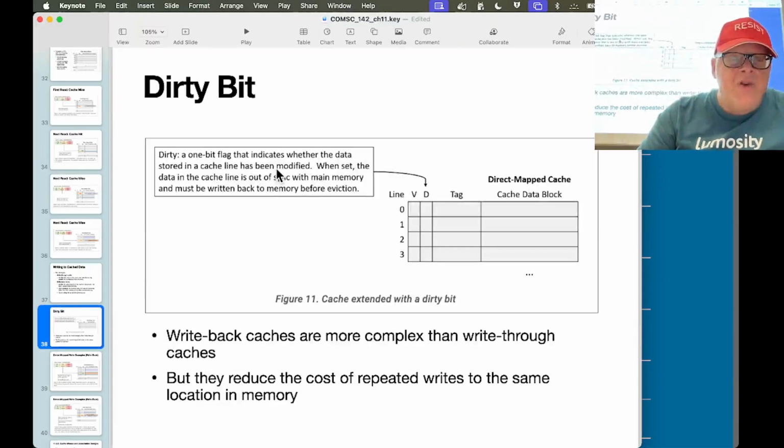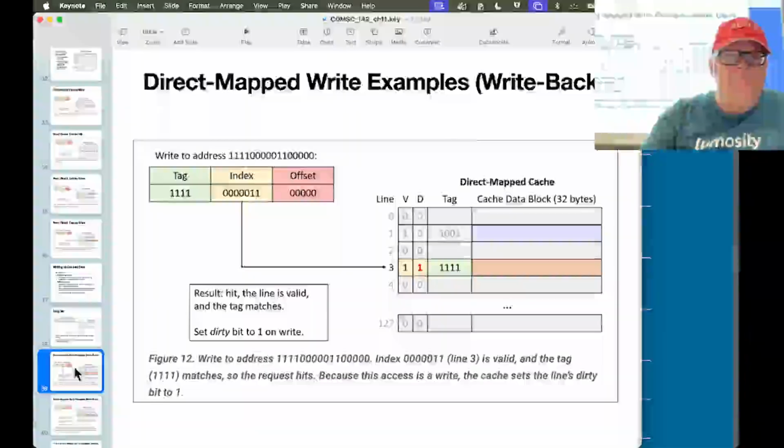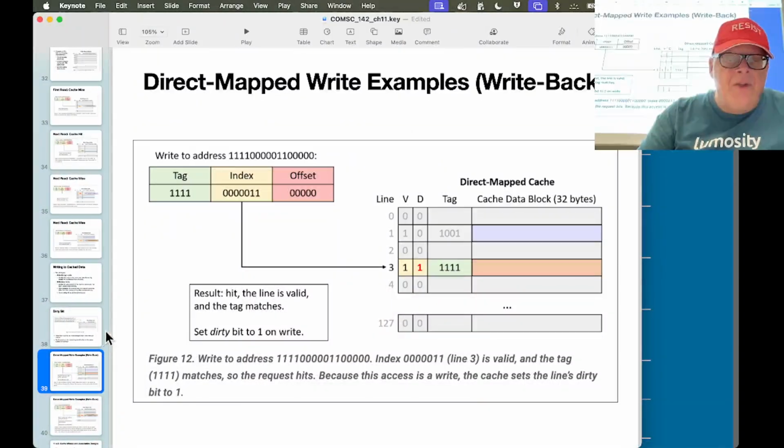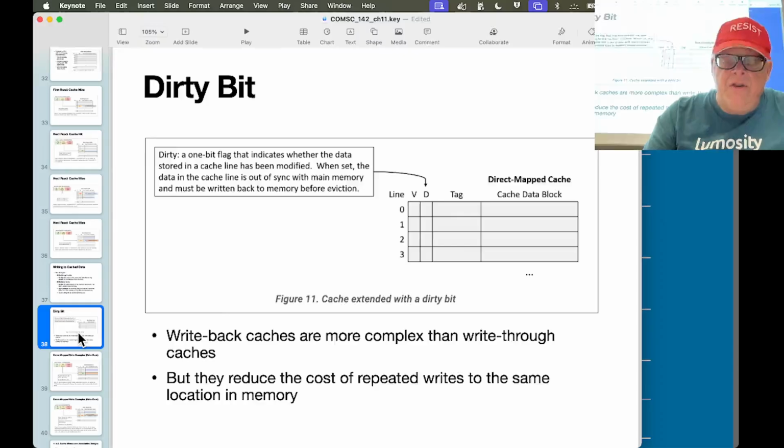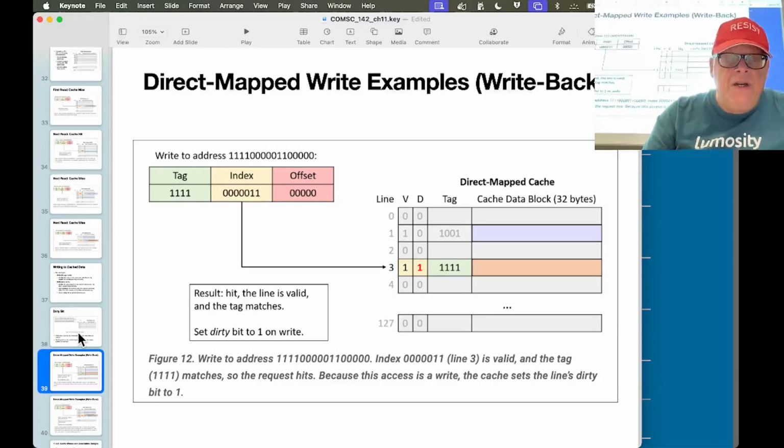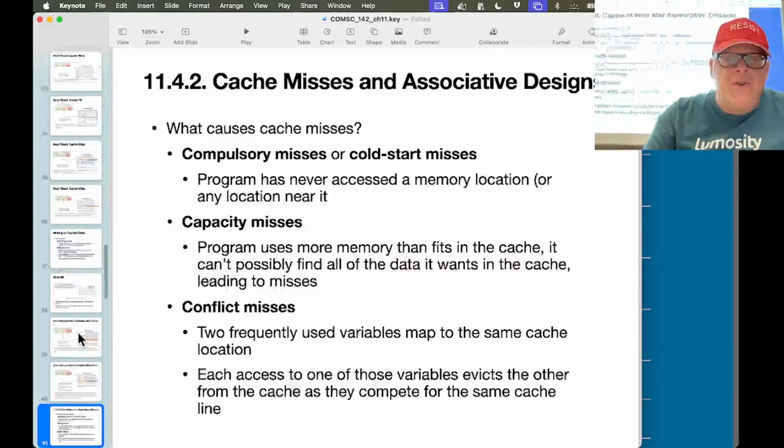All right. And so you have a dirty bit indicating the data stored in a cache line has been modified, warning you that if you're going to use this cache data block for something else, you must write it to main memory first so you don't lose that information. All right, so this is a write-back cache using a dirty bit. We've talked about it, and I don't think you have to go through it.